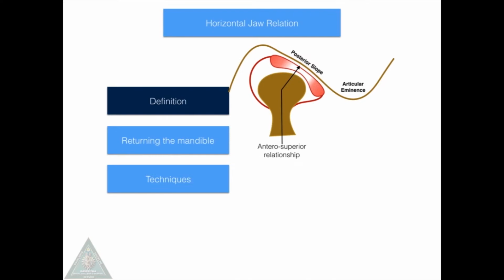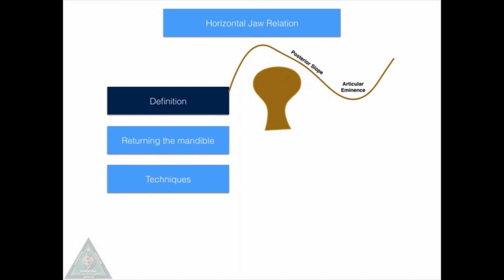Before I go further, before this definition, centric relation was called the RUMP position, which was the rearmost, uppermost, midmost position. But now this is not accepted, and the previous definition I gave is the most accepted one. The next thing we need to learn about is the difficulties in retruding the mandible.